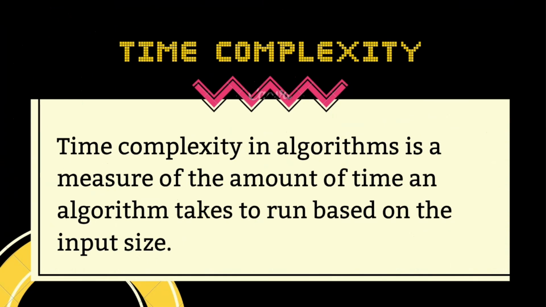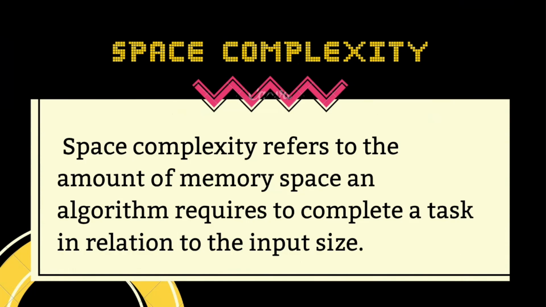Time complexity in algorithms is a measure of the amount of time an algorithm takes to run based on the input size. It helps in understanding how the algorithm's performance scales as the input size grows. Space complexity refers to the amount of memory space an algorithm requires to complete a task in relation to the input size.